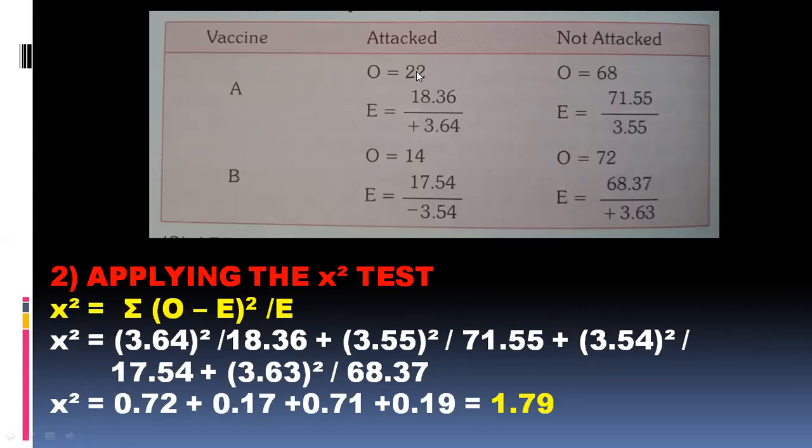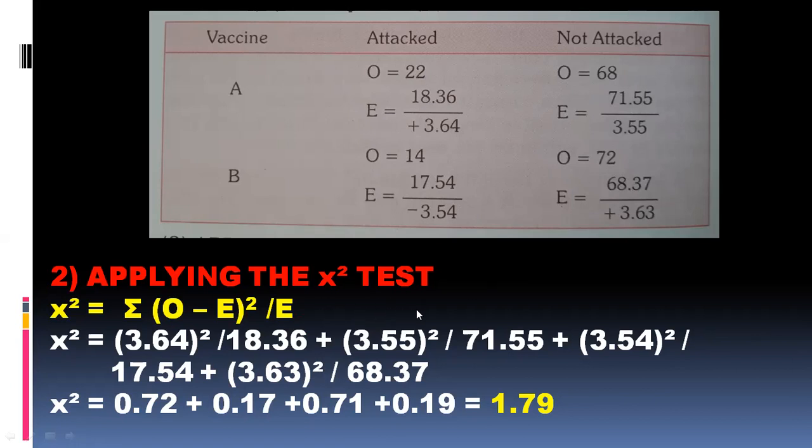So observed values are 22, expected is 18, in non-attacked observed is 68, expected is 71. In B group observed is 14, expected is 17, and not attacked observed is 72 and expected is 68. So here the differences are given. Now applying the chi-square test.